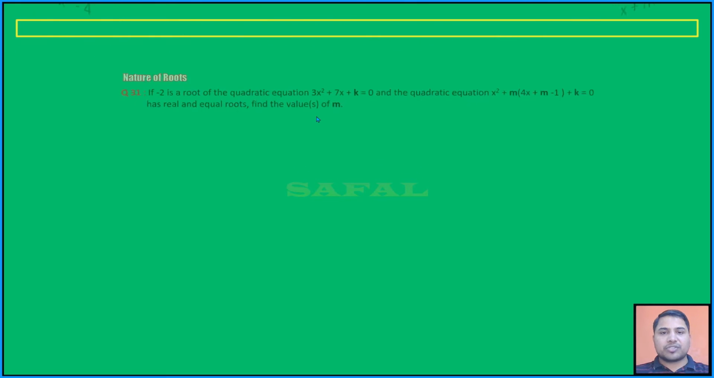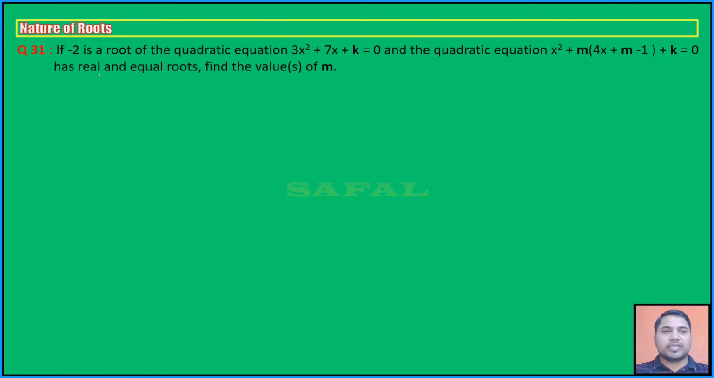Moving ahead to the next question. It's a very good question. It has come in board exam also. Now here they are asking: if minus 2 is a root of the quadratic equation 3x square plus 7x plus k equals 0, and the quadratic equation x square plus m times of 4x plus m minus 1 plus k equals 0 has real and equal roots, find the values of m. Let's see how to do it.